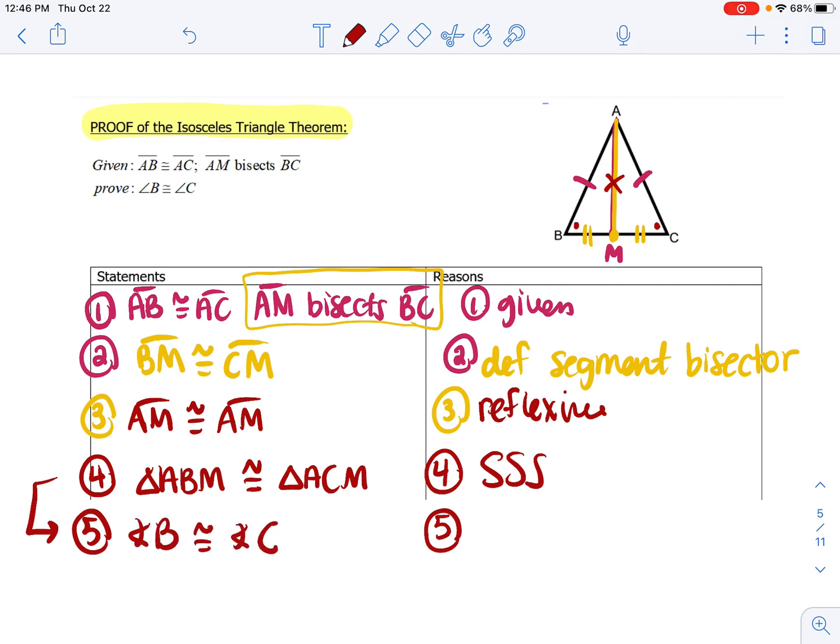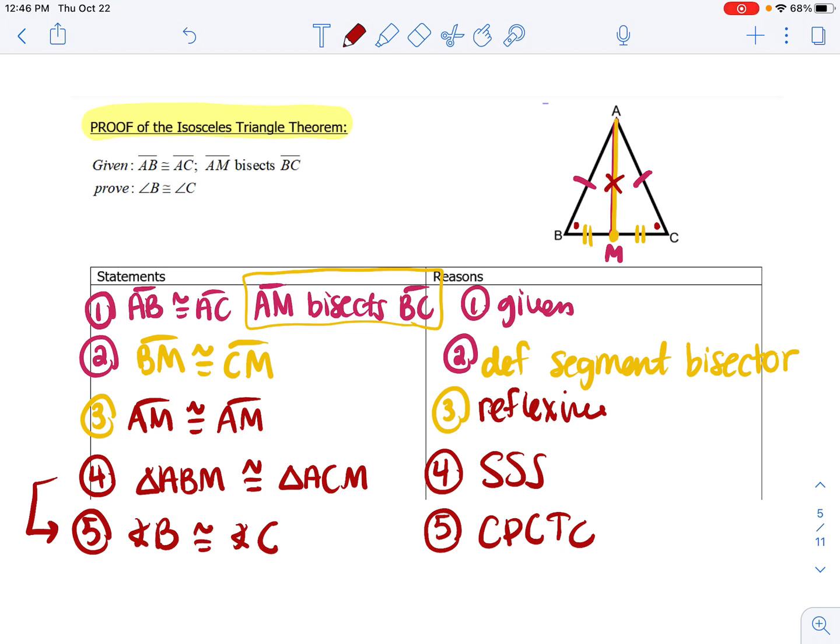Now that we know that these triangles are congruent, we can prove that angle B is congruent to angle C through CPCTC. So through our knowledge of congruent triangles, we can prove this isosceles triangle theorem, showing that if two sides of a triangle are congruent, then the base angles are congruent. So this is a proof of this theorem.